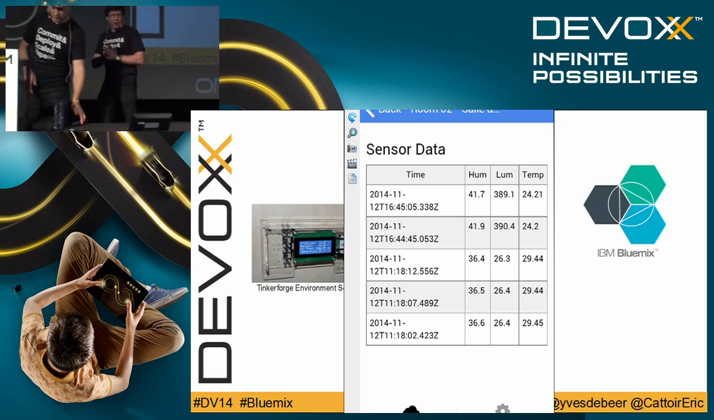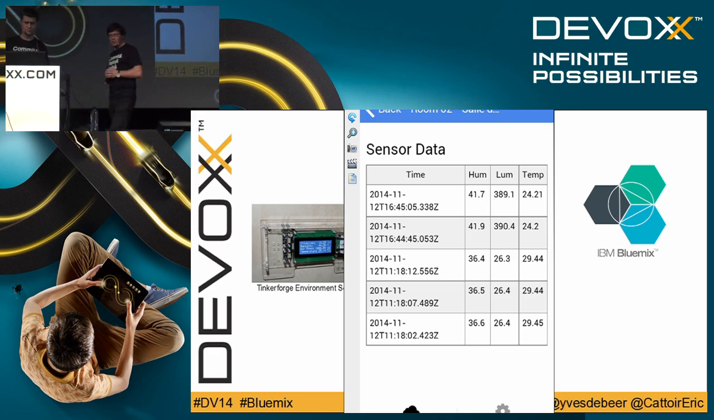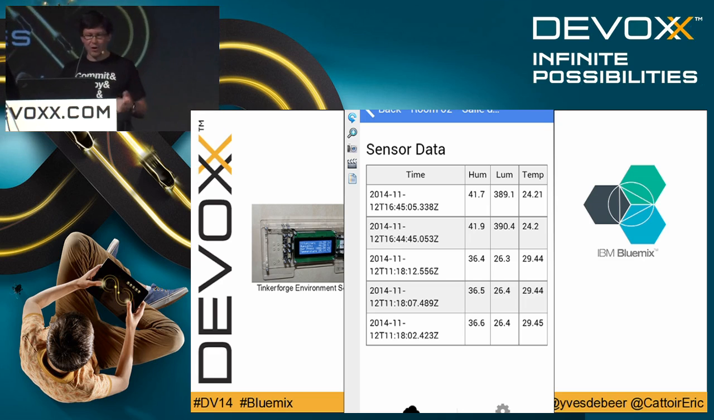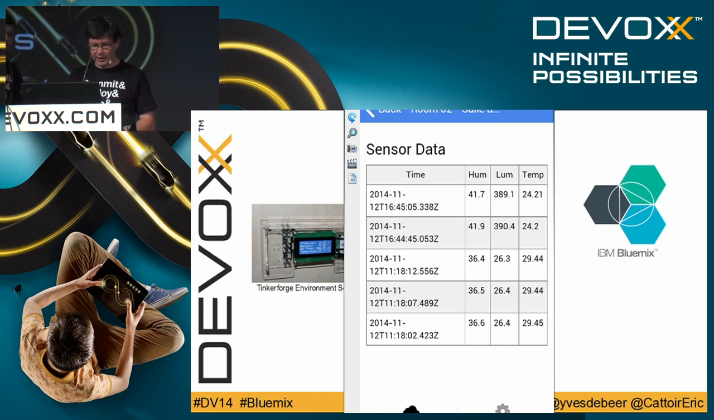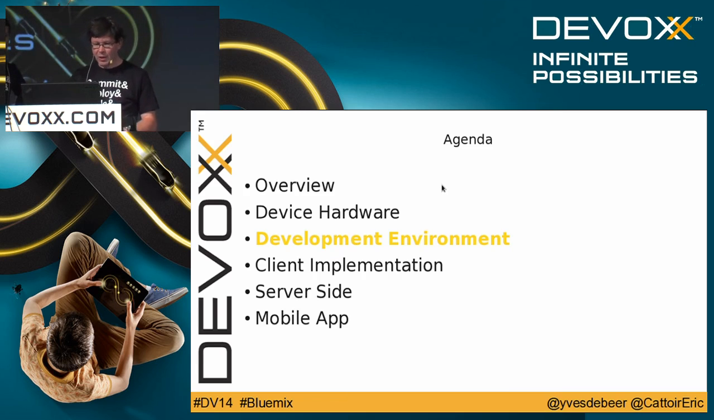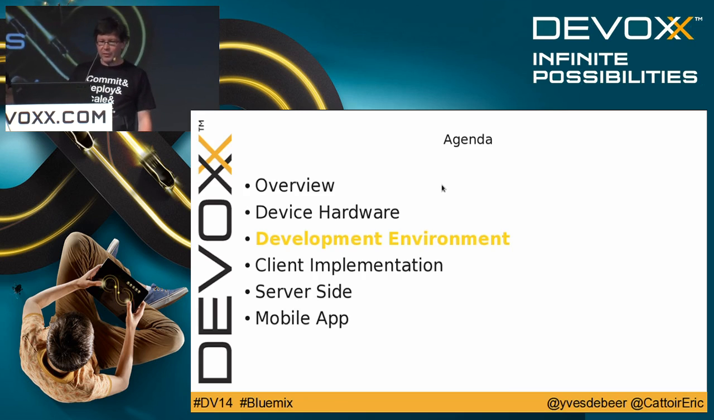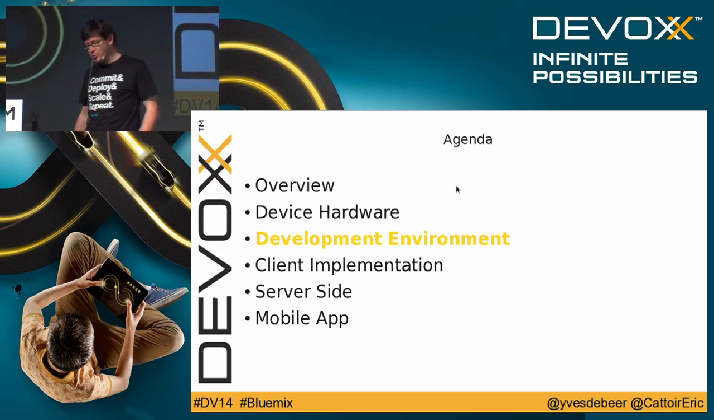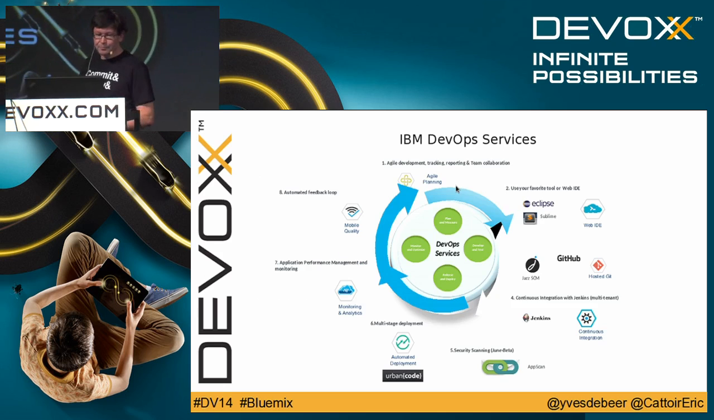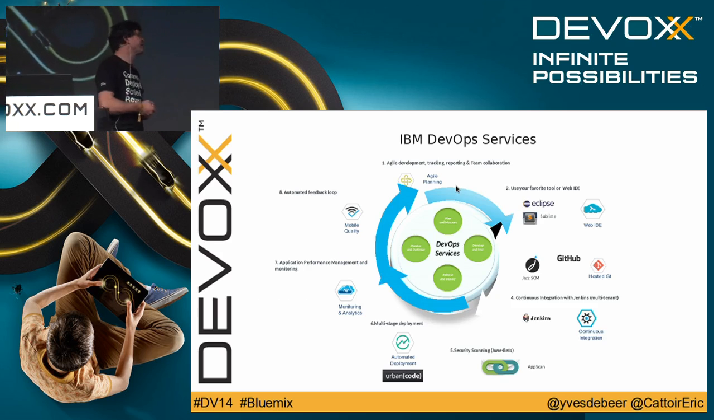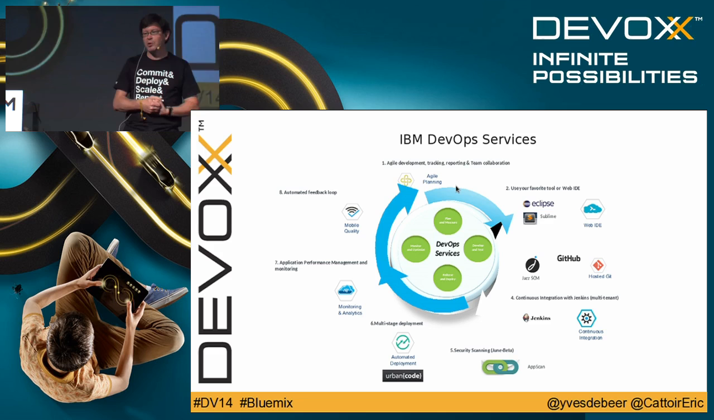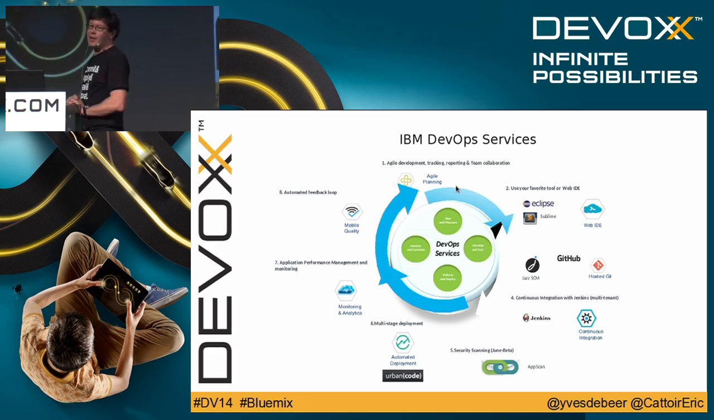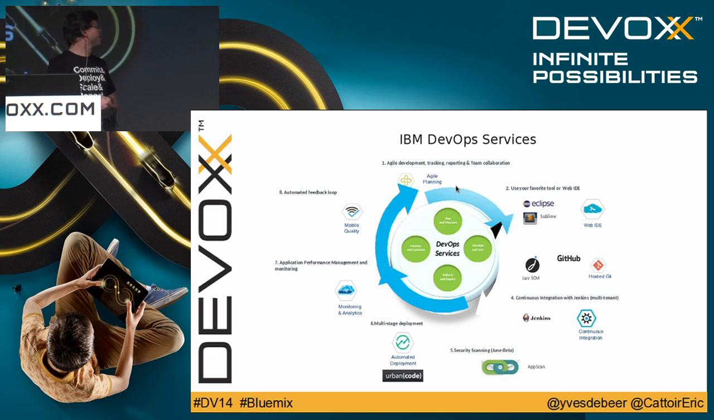So let's now dig a little bit more into the solution and look at how this all works, what the internals are. The first thing I want to say a little bit about is the development environment that we used. With this Bluemix cloud comes something which we call DevOps as a service, which gives you a lot of development capabilities in the cloud.